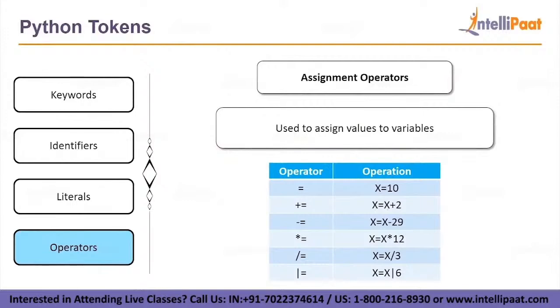Now following the same logic, we have minus equals. The minus equals operator is going to do the same thing, but instead of adding 2, it's going to remove the number that's on the right hand side. So x equals x minus 29 will subtract 29 from the already existing number in x and assign that new value to x. Similarly, there's multiply equals, there's divide equals, and there's or equals.